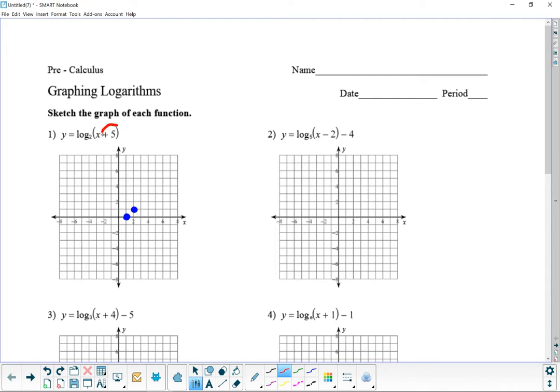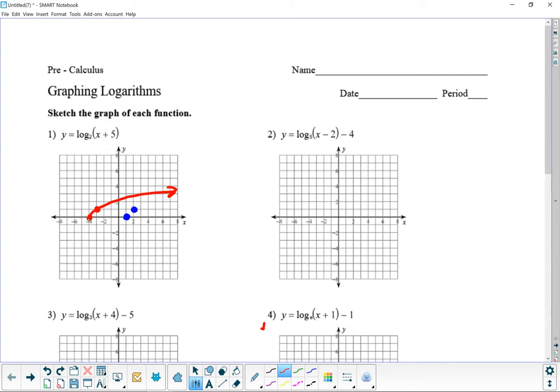And this positive 5 is inside with the x, so it's going to be a translation of 5 to the left. So each of these blue dots, I'm going to go 5 to the left: 1, 2, 3, 4, 5. And this one's going to be 1, 2, 3, 4, 5. And this is the one that you are going to have to graph. So you're going to go ahead and start and do that.